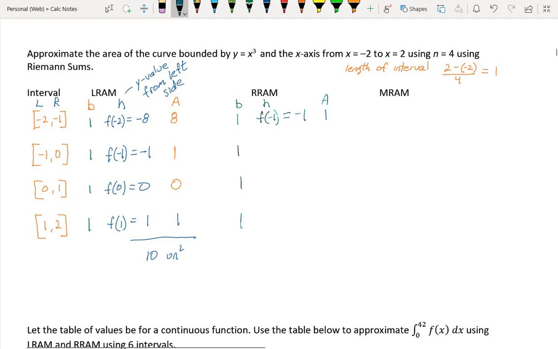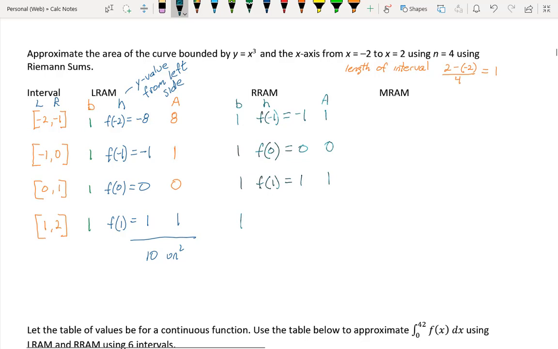We make it positive. The next one's going to be f of the right side of the interval. The right side is 0. And so that's going to be 0. So an area of 0. The next one is going to be the right-hand side. So that's going to be f of 1, which we already did. That's 1. So that gives me an area of 1.